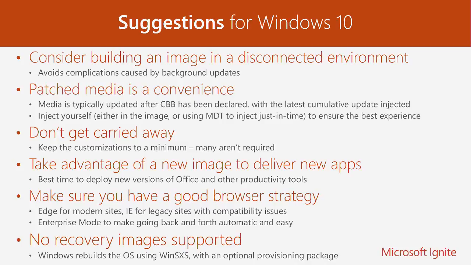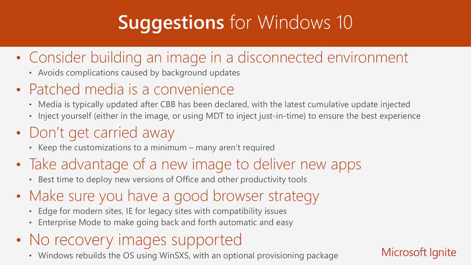I mentioned recovery images. We don't support full recovery images anymore. You can't have a WIM file on the machine that's used to recover the machine when you reset it. So anytime you do a reset from the settings app inside of Windows 10, it's going to completely reconstruct the operating system from the WinSXS folder structure. All of the individual Windows components will be resurrected to bring the operating system back to effectively the point that it was at the point that you did the reset.